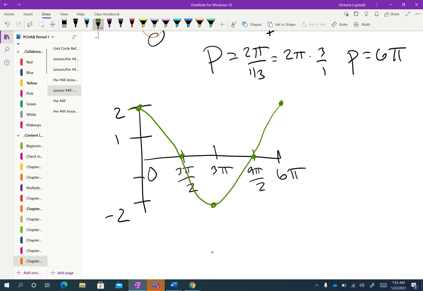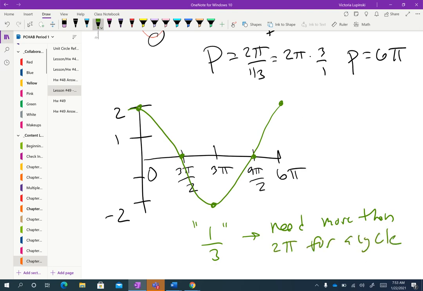Again, to give a little more context as to what the 1/3 actually means, basically this means you need more than 2 pi for a cycle. And in terms of transformations, this would be thought of as a horizontal stretch.